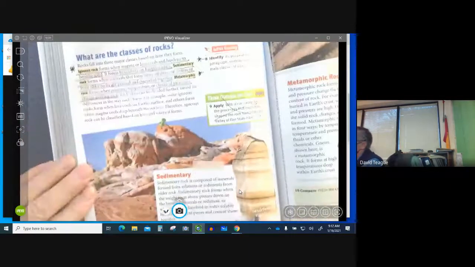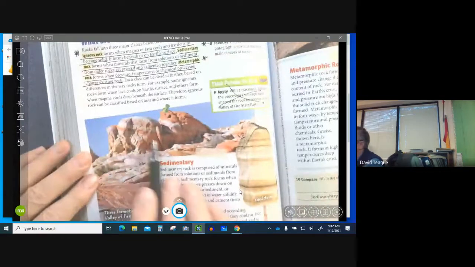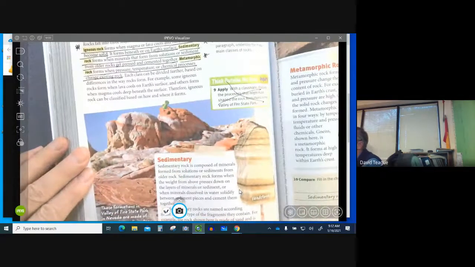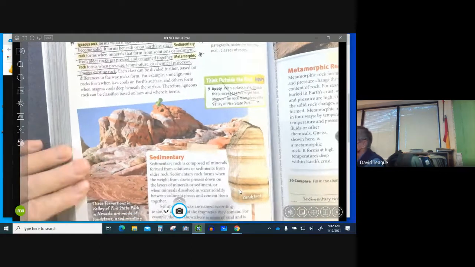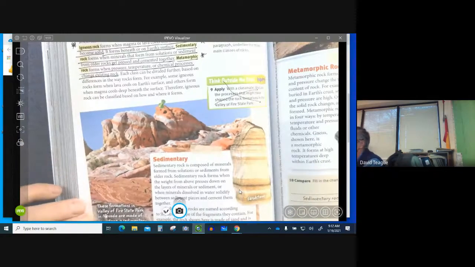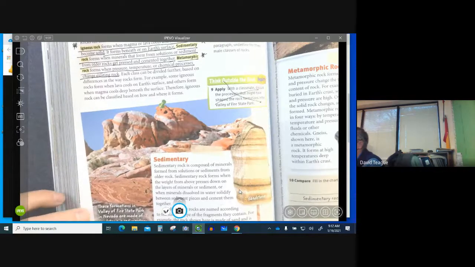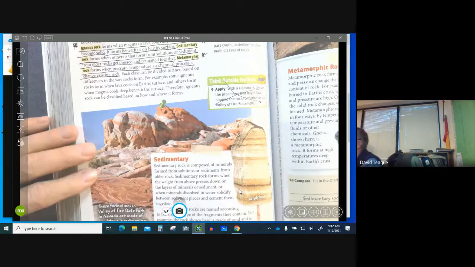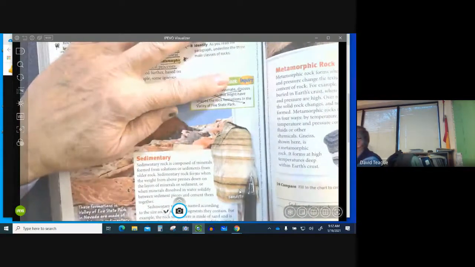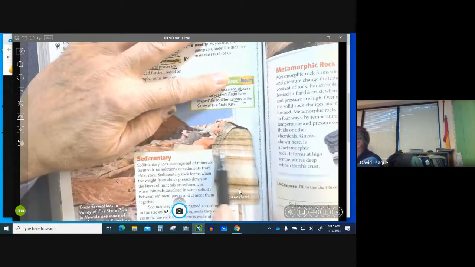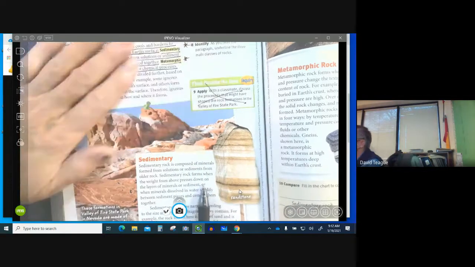Sedimentary. So here you have another picture. Does it tell us where we are? Yes, it does. So we're in Nevada, right? This formation in the Valley of Fire State Park in Nevada is made up of sandstone, a sedimentary rock. And here's a closer picture of it right here. You can see the layers. All right, all this is different material that's been laid down and pressed and compressed.